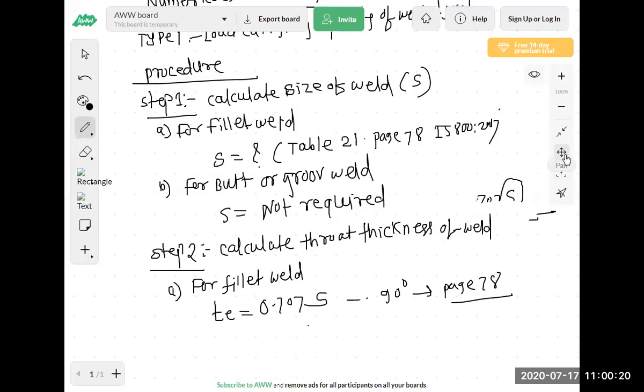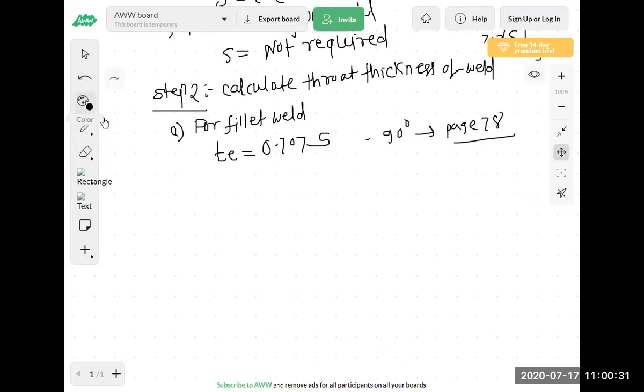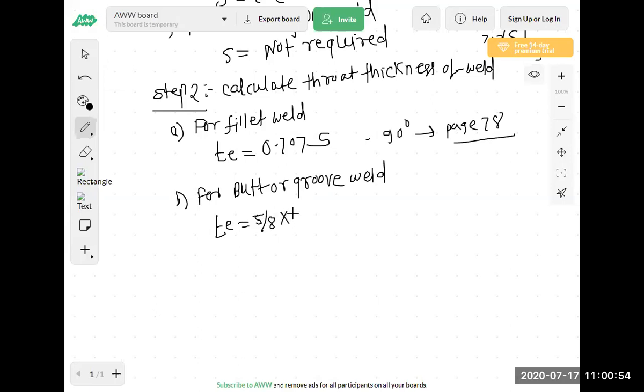So throat thickness is over for the fillet weld. Now we have to calculate throat thickness for the butt or groove weld. For butt or groove weld, how to calculate throat thickness? T is equal to 5 by 8 into the thickness of the thinner plate.